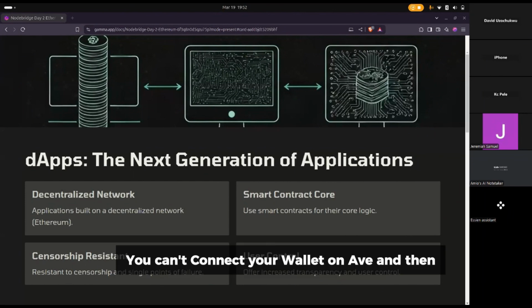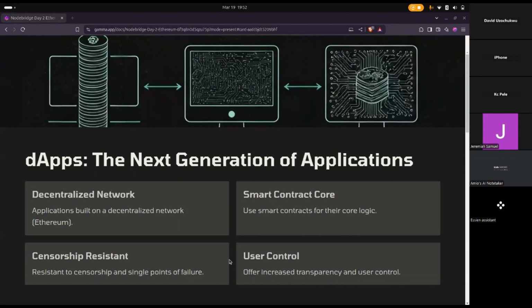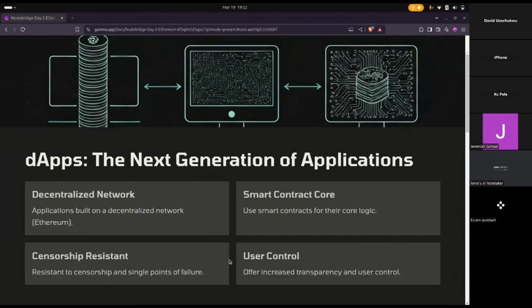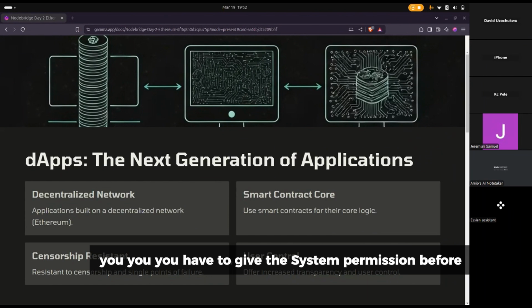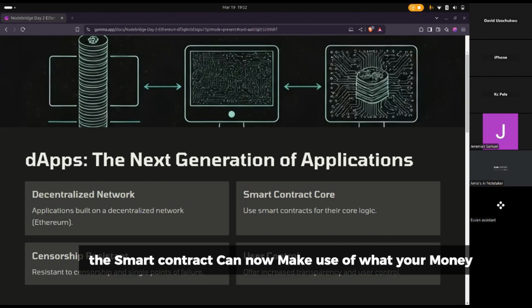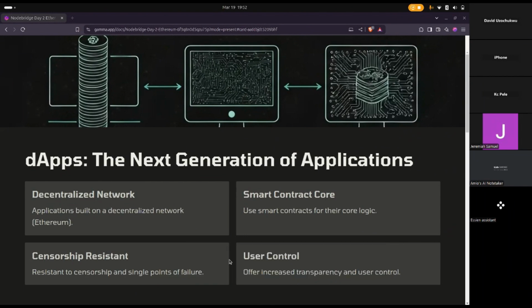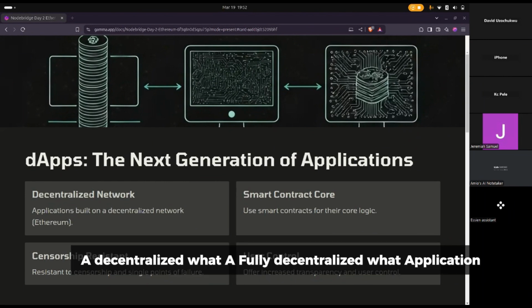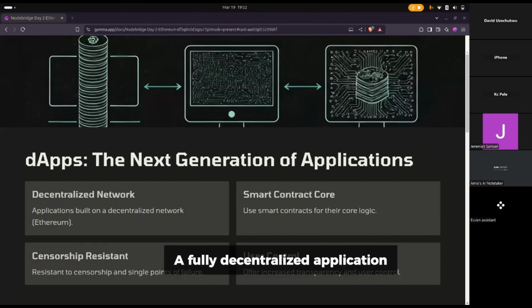You can't connect your wallet on Aave and then they get to use your funds. For some of us that have used probably OPay or PalmPay, sometimes your funds can be used to invest and do other things, and then you get nothing for it. But on Aave, no one. You have to give the system permission before the smart contract, not even them, can make use of your money. So no one is directly interacting or interfering with what you have on a fully decentralized application.